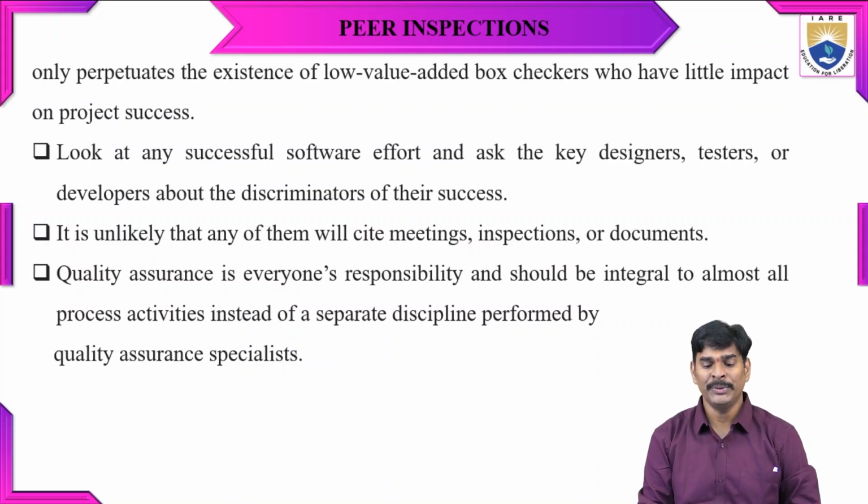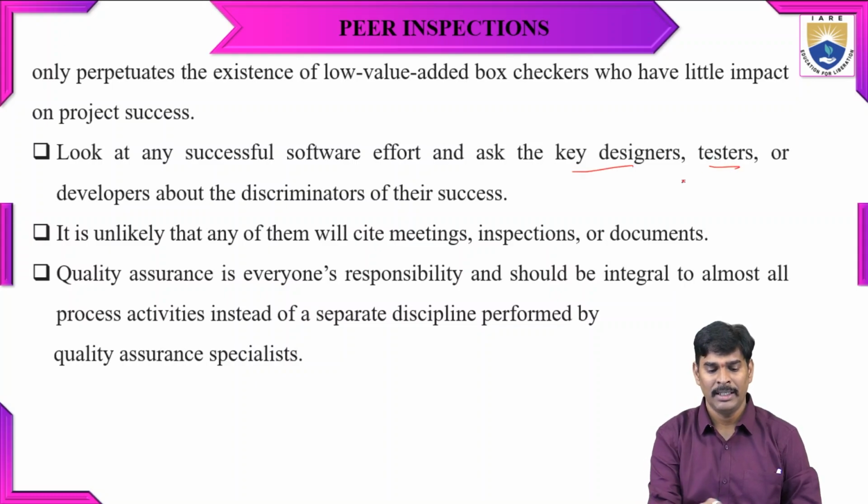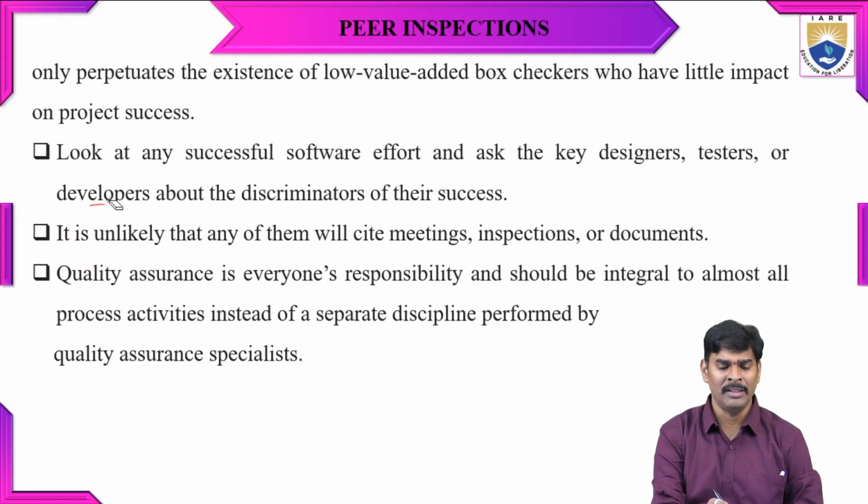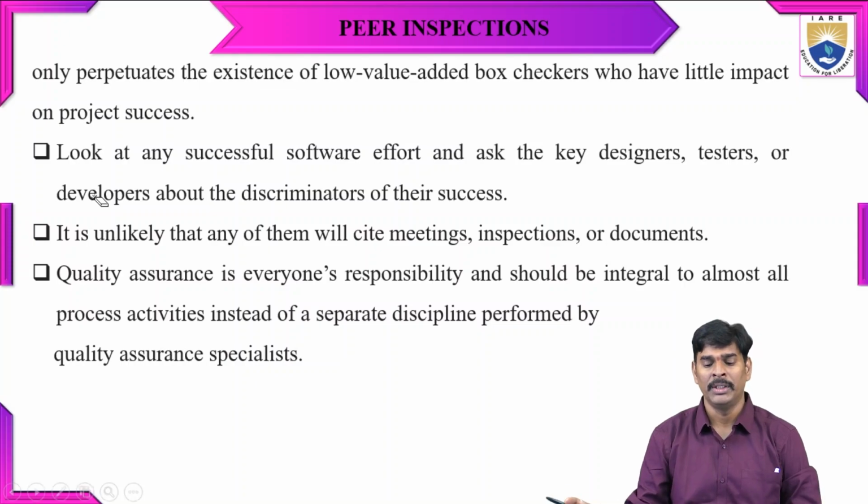Okay, and also successful software efforts mainly depend upon the key designers, the testers and the developers. The success will be impacted mainly by the development of the software and the testing by the different types of testers. So mainly they need to check the automation testers, and the developers need to check. These are the main target people who can lead the software to succeed.